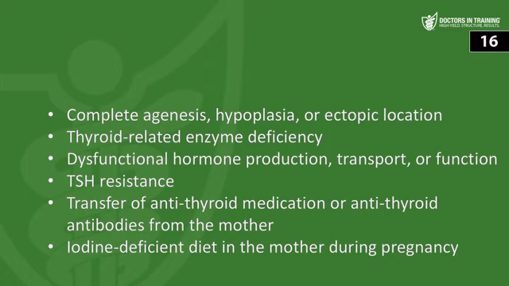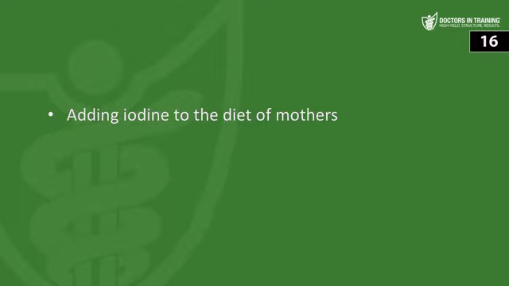And the second half of this question, prevention. So we might not be able to prevent all the causes of congenital hypothyroidism, but adding iodine to the diet of mothers can prevent iodine deficiency in pregnancy. Now, of course, the iodine is added to salt and is also present in prenatal vitamins. Then the other thing is identifying congenital hypothyroidism early in the newborn so that thyroid hormone replacement can begin.